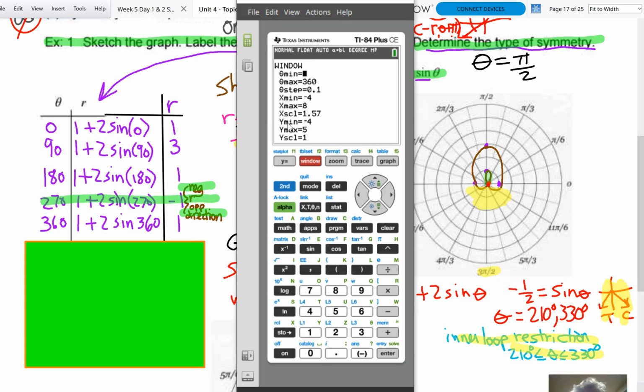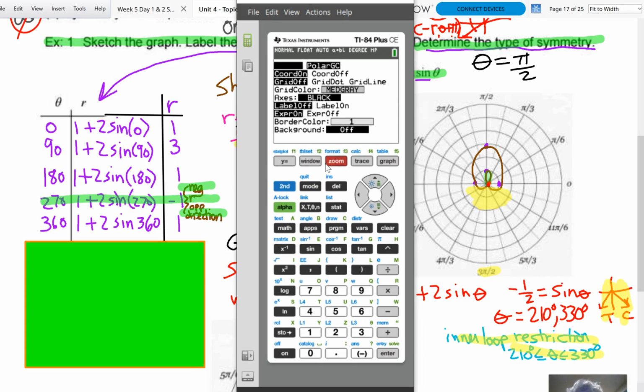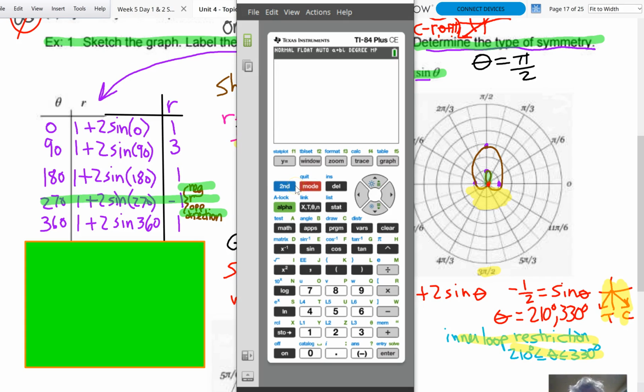The other thing I want to do is something that many of you may not be familiar with, and that's your format button. You want to hit second, format, and I don't remember what GC stands for, but you do not want it on rectangular GC. You want it on polar GC, and that's going to become important when you use your trace button for where the inner loop is. So now I think I'm finally ready to graph. My equation is in, my window is set, my format is set. I'm going to hit the graph button.